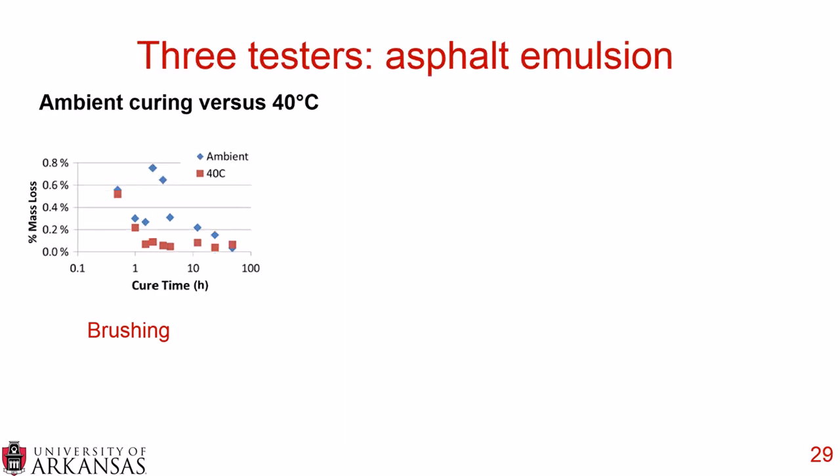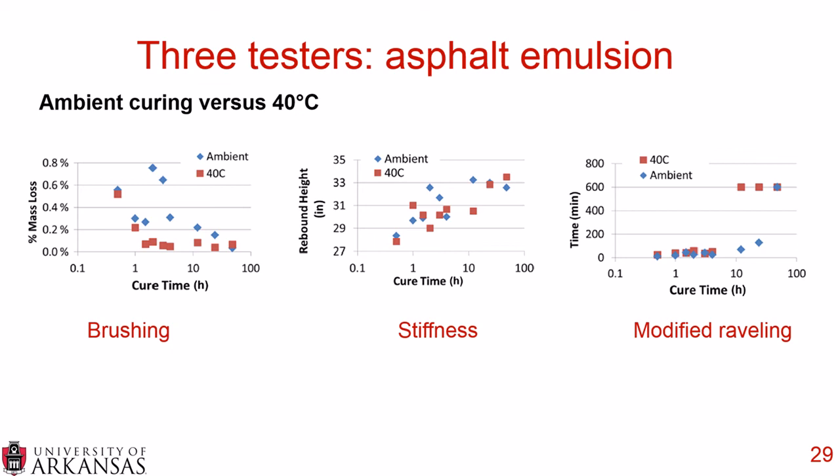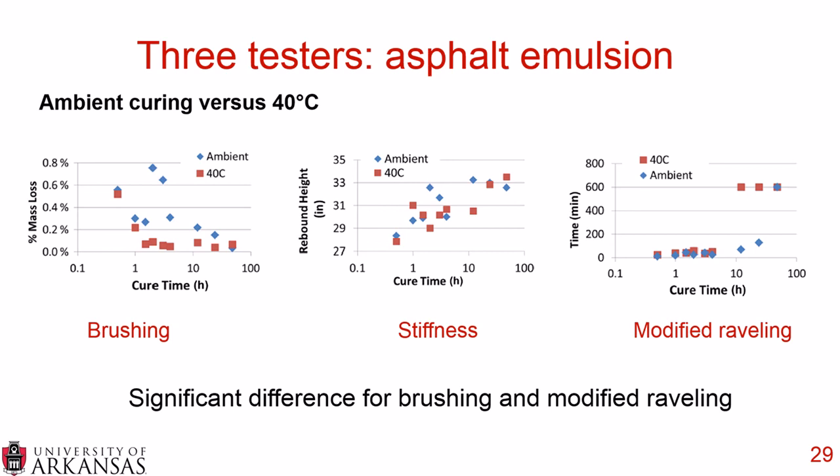Now we also looked at different temperatures, looking just at asphalt emulsion because we felt that asphalt emulsion appeared more resistant to raveling. We tried it at two different curing temperatures, and you can see here at 40 degrees Celsius we had a decrease in percent mass loss during the brushing test. The stiffness was approximately the same, and for the modified raveling we had a shorter time to failure for the 40 degrees Celsius. And we felt that there was a significant difference for the brushing and the modified raveling.